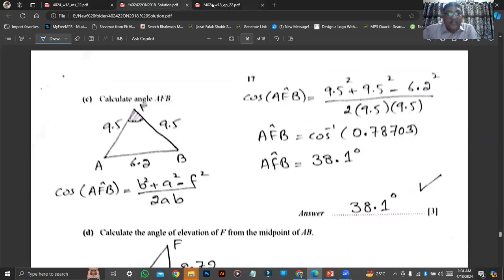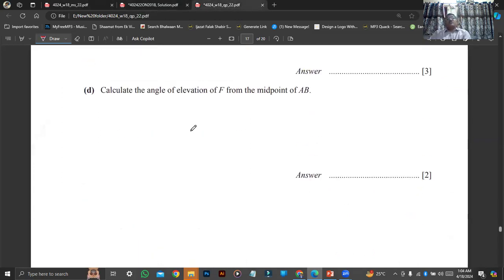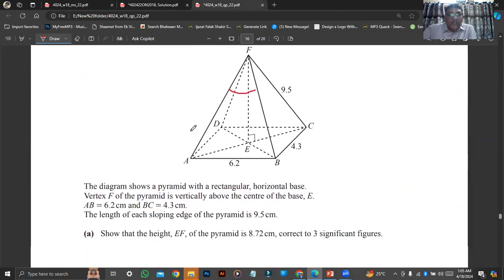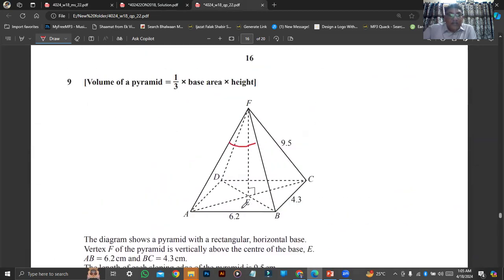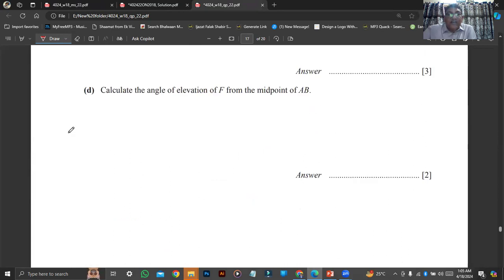This is how this is done. Then the question is: calculate the angle of elevation of F from the midpoint of AB. Okay, so it's a little tricky. From the midpoint of AB, the midpoint is this point. Suppose when you join this with here, you know the EF height, you can tell how much this is. That is half of the 4.3. It will be a right angle triangle. You want to find out the angle of the elevation.